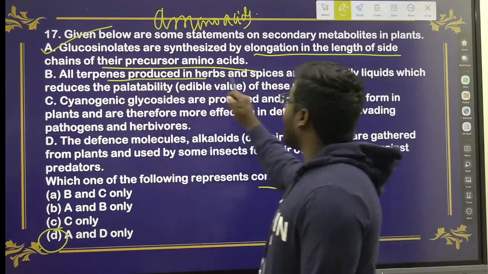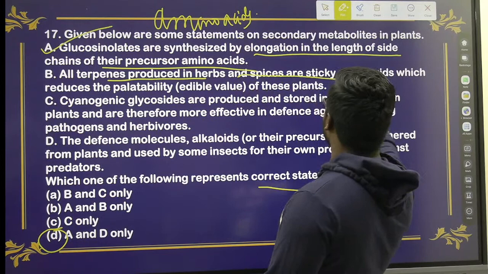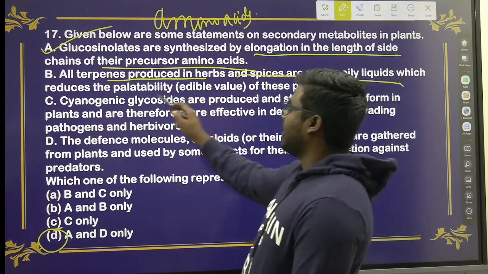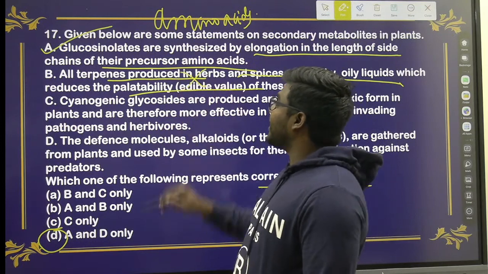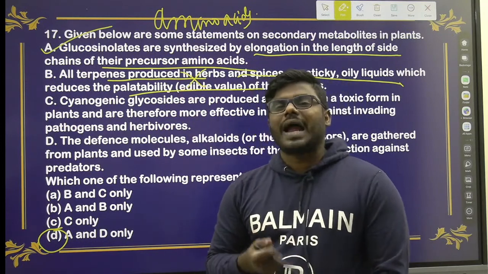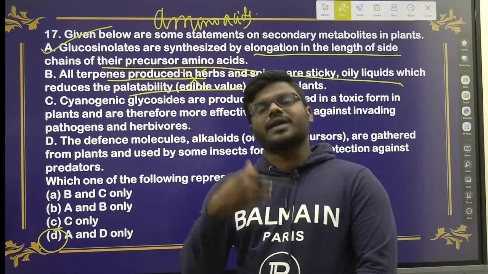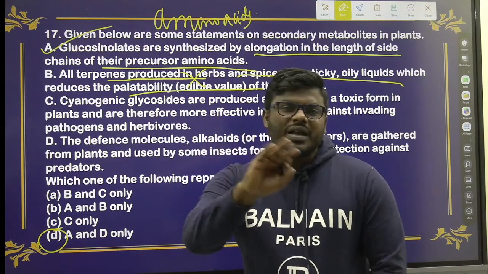Option B: all terpenes produced in the herbs and spices are sticky, oily liquids which reduce the edible value. No. Why would they reduce the edible value? Terpenes are acting like a feeding deterrent. They are acting against the herbivores and insects.